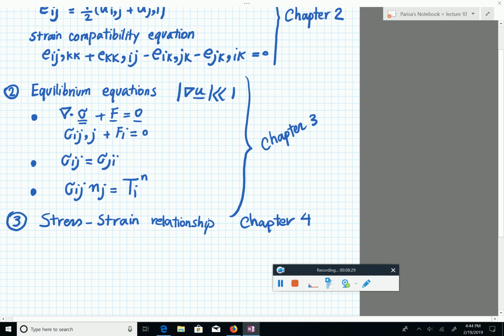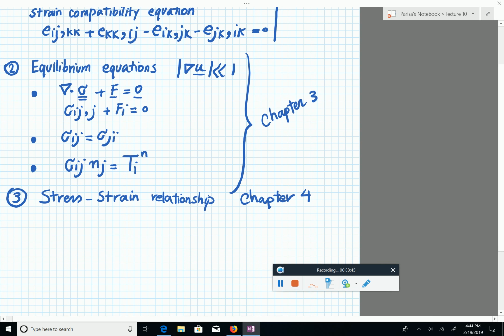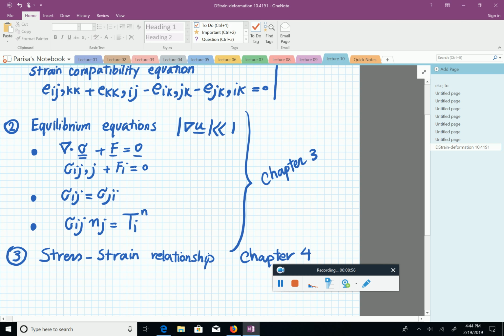This is chapter 4, the stress-strain relationship, just so that you know where things are in the book. And from chapter 5, we start basically solving problems. Before going to the stress-strain relationship, which will be the bulk of this class, there is one concept that we need to carefully look into.